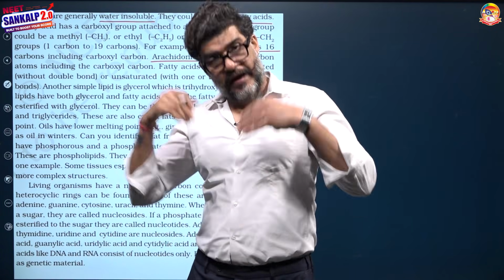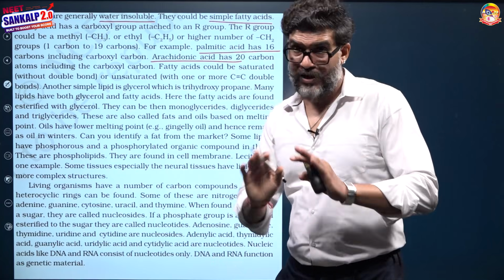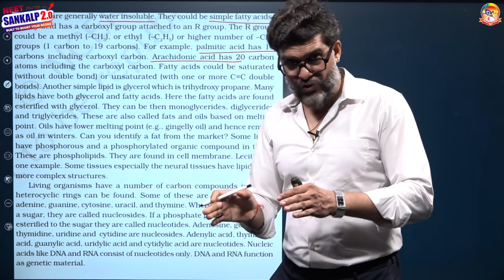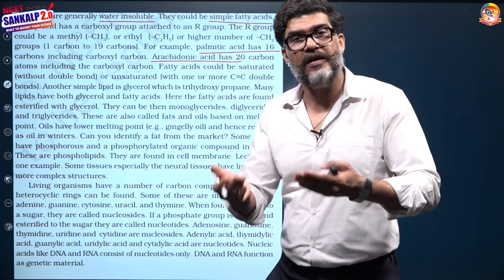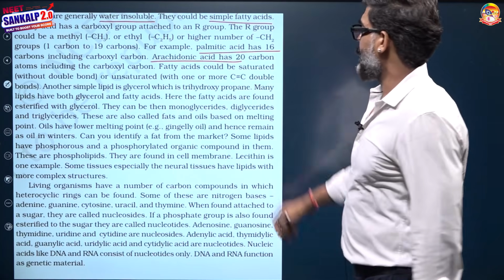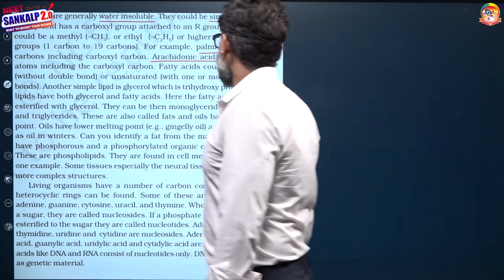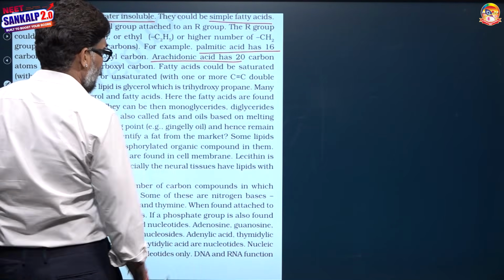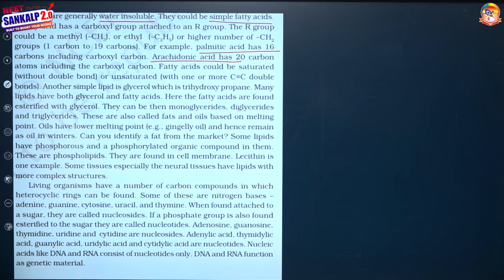Arachidic acid as well as arachidonic acid, both are different. Arachidic is a saturated fatty acid, arachidonic is unsaturated. Both have 20 carbons. Fatty acids could be saturated or unsaturated, as I said. If double bonds are present, they are unsaturated. If not present, they are saturated.